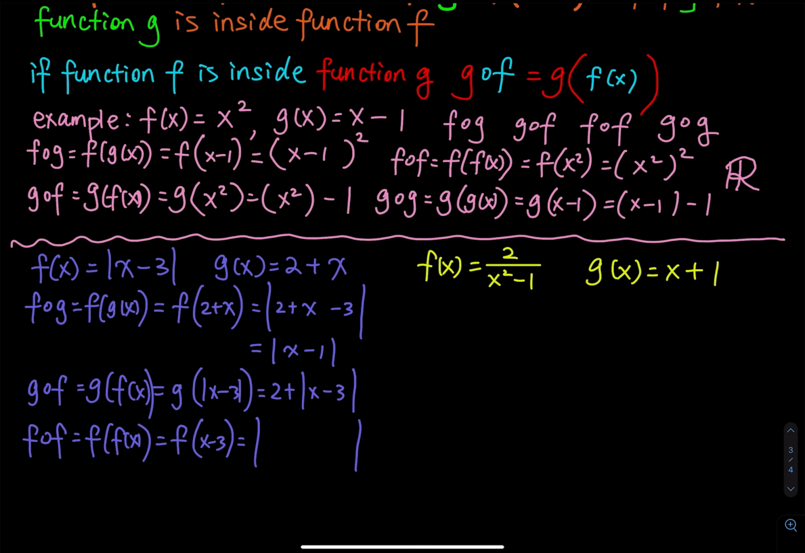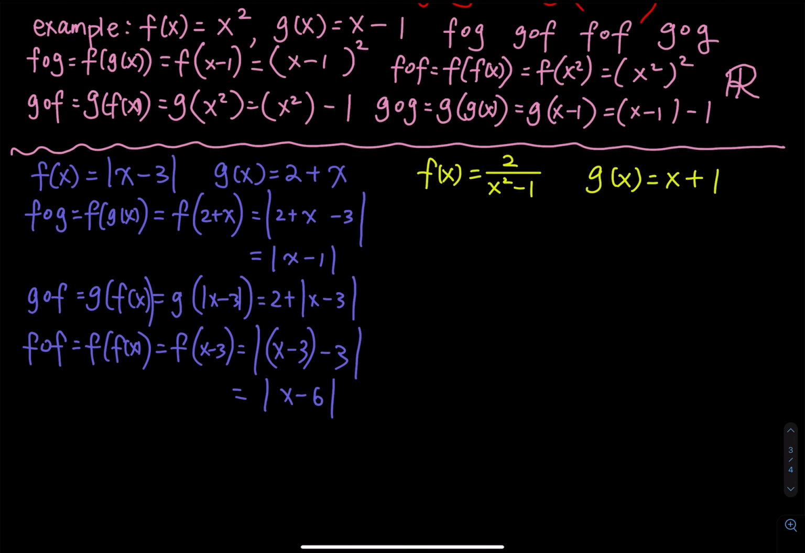So for function f, it was x minus 3, right? It was x minus 3. But now you change the x to x minus 3. So pick up your eraser, erase that, and replace that with x minus 3. We don't need a parenthesis because that doesn't affect anything, or you can add that for fun. So this is the absolute value of x minus 6. Again, the domain is x can be any real number.